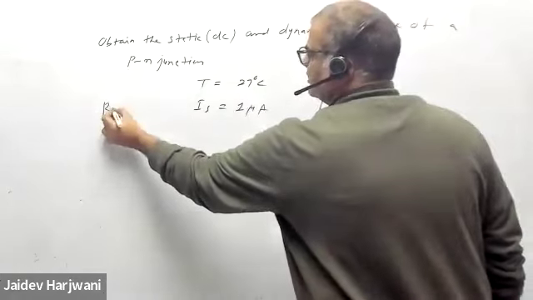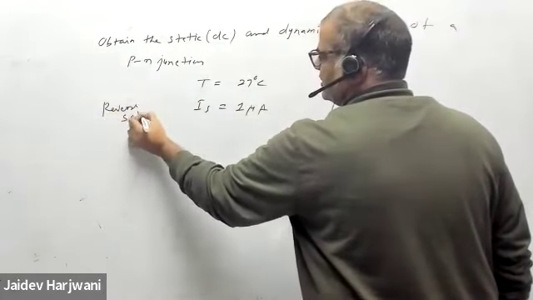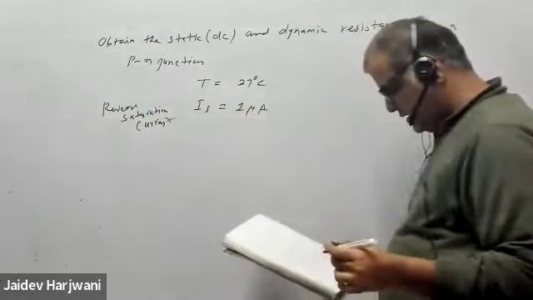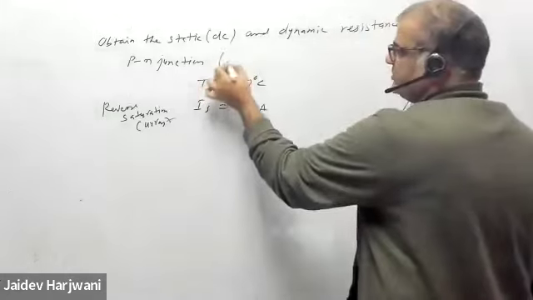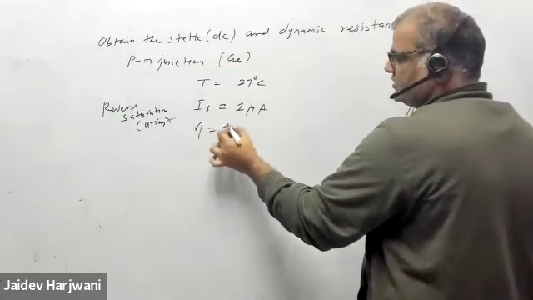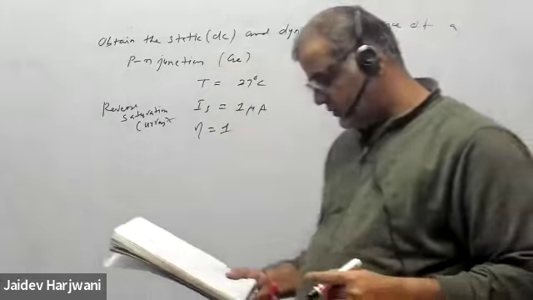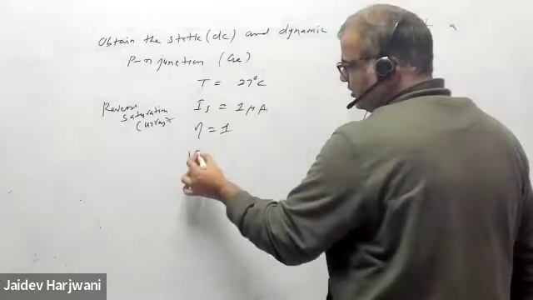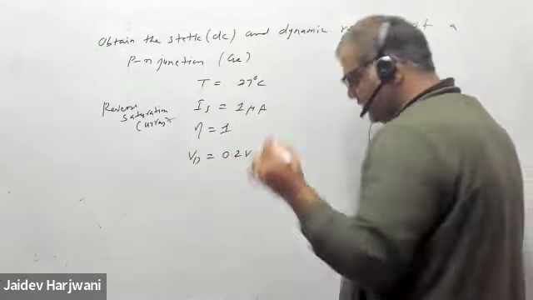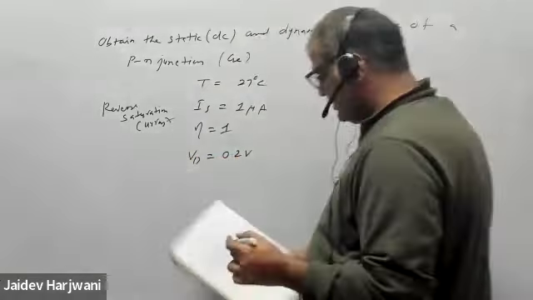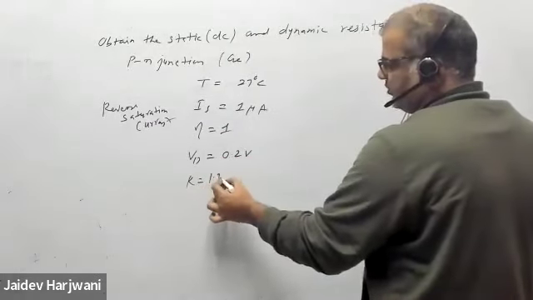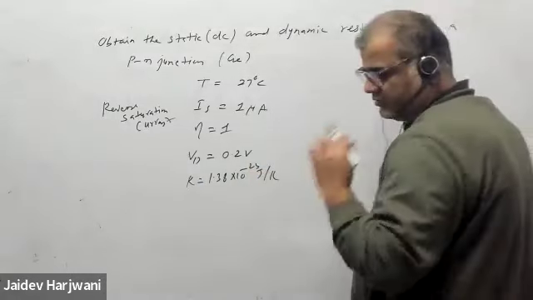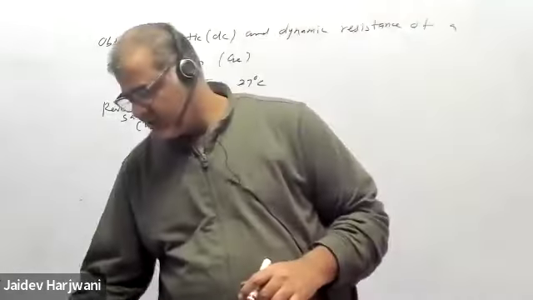This reverse saturation current value is given, for this germanium diode, germanium PN junction. So eta value is given as 1, and the applied voltage across the diode is given as 0.2 volt, and the Boltzmann constant, you know, is 1.38 × 10^-23 joule per Kelvin. Now you have to find both the AC and DC resistance of the diode.